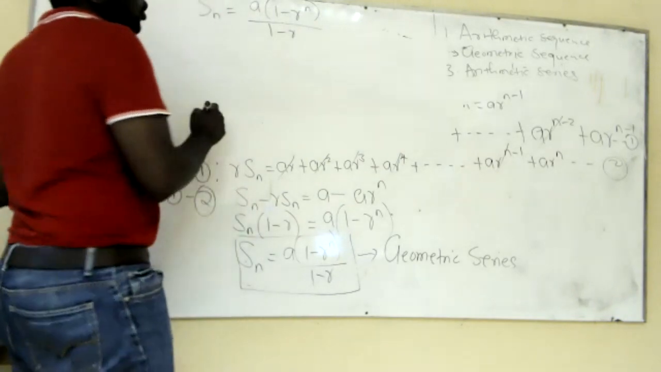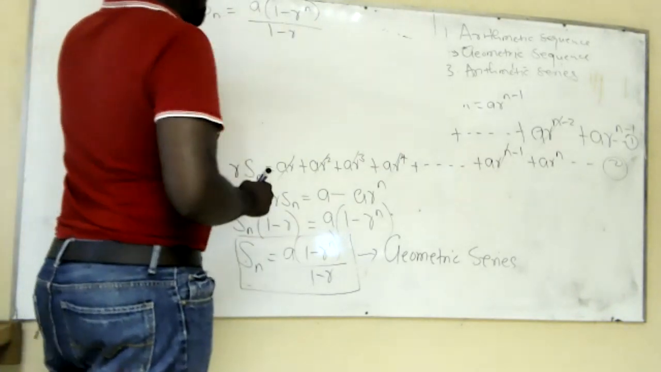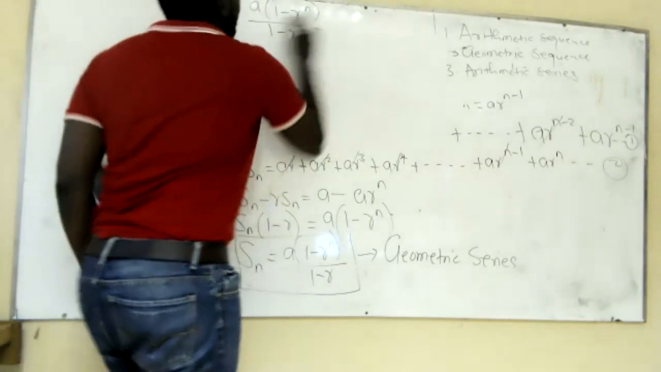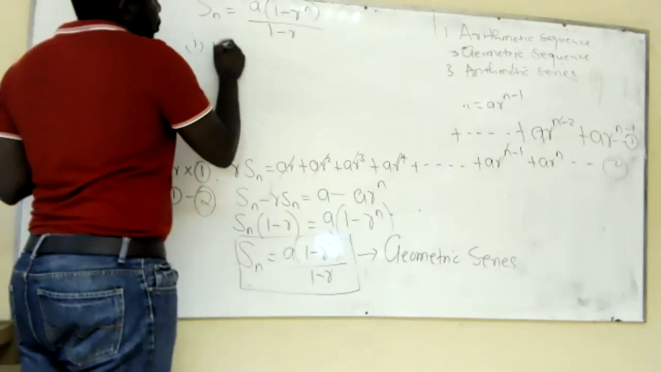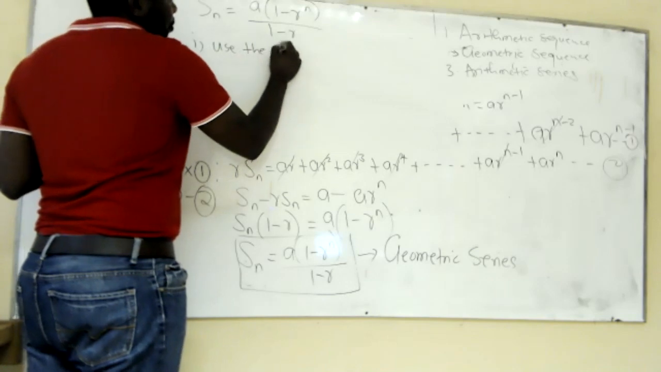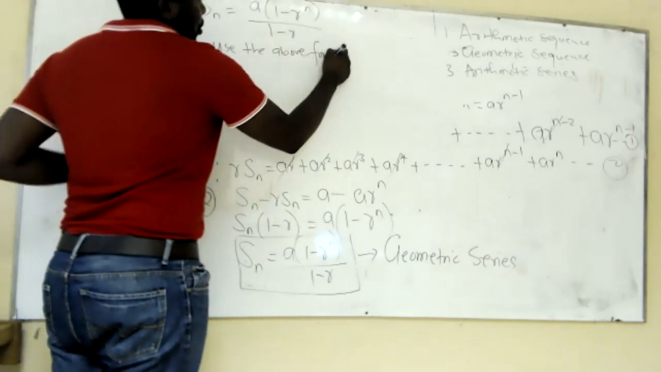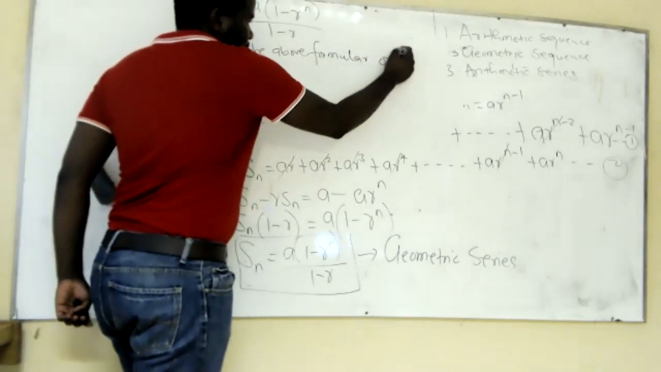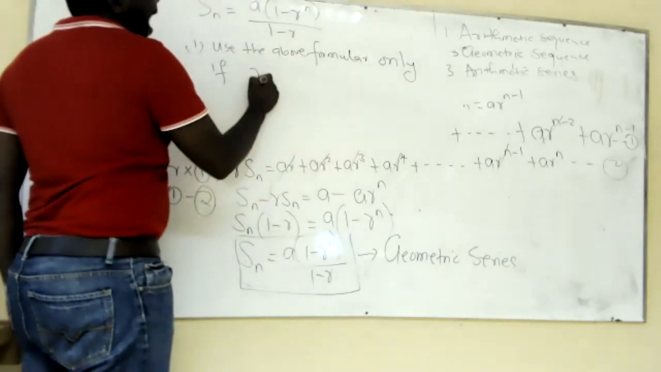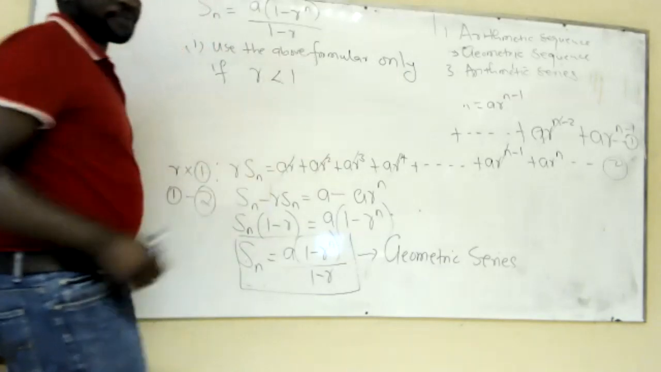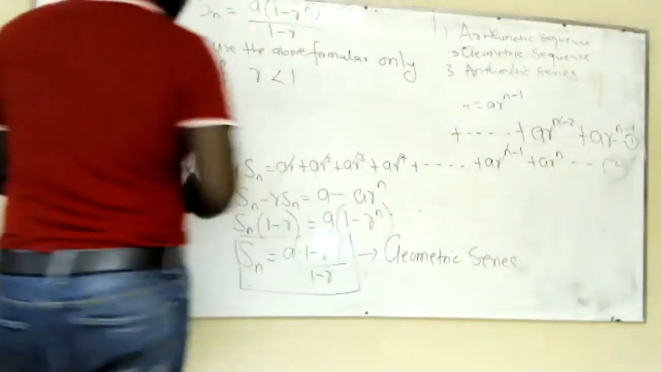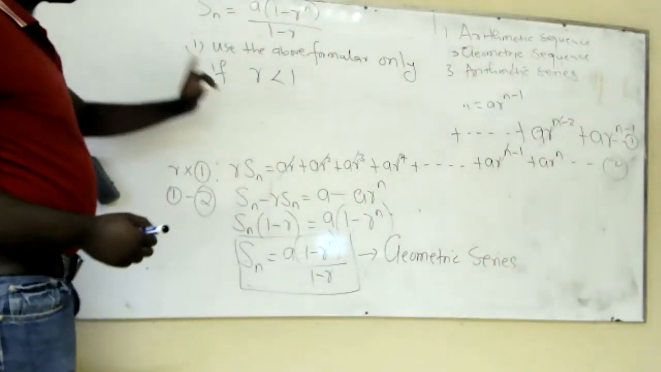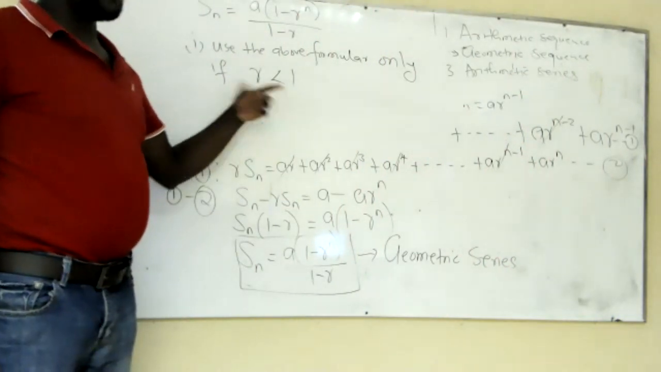Okay, now, this is the first property which you must know about. This formula, you can use it only, the first property, you can use the above formula only if r is less than 1. That is the condition we have there. The above formula, we can only use it when r is what? Is less than 1.